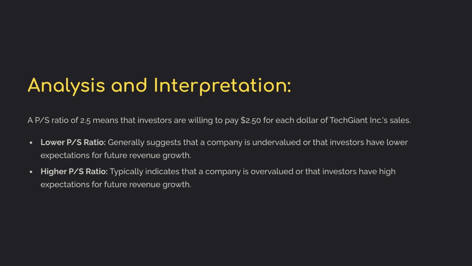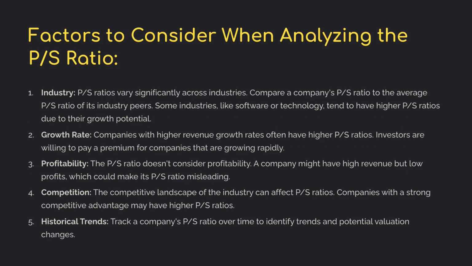A PS ratio of 2.5 means that investors are willing to pay $2.50 for each dollar of Tech Giant Inc.'s sales. A lower PS ratio generally suggests that a company is undervalued or that investors have lower expectations for future revenue growth. A higher PS ratio typically indicates that a company is overvalued or that investors have high expectations for future revenue growth. Factors to consider when analyzing the PS ratio.